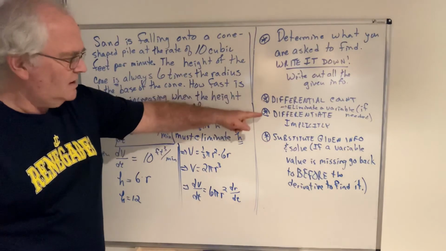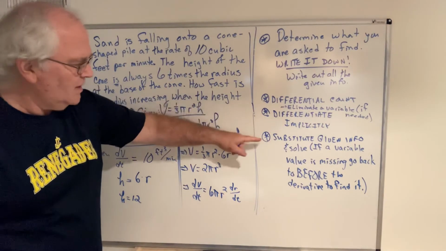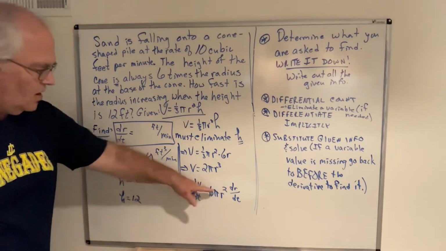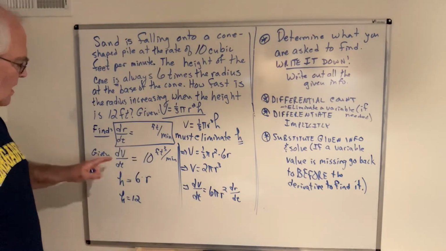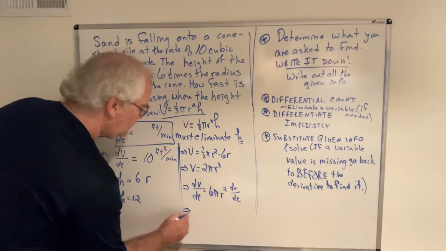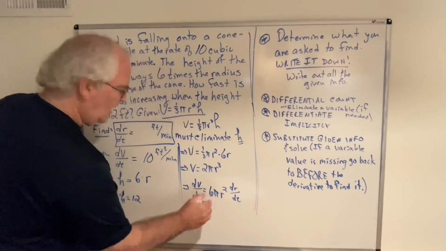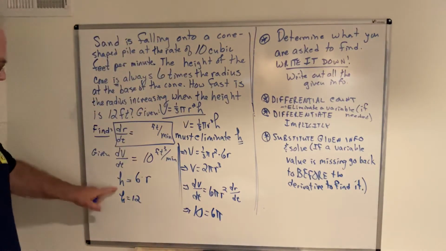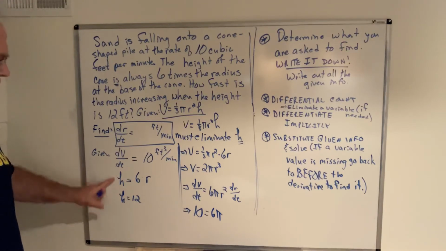Differential count, check. Differentiate implicitly, check. Substitute given info and solve. So substitute into here all the given information. dv/dt is 10. 6 times pi. What is r? R is, notice, we don't have a value for r given. We do not have a value for r.